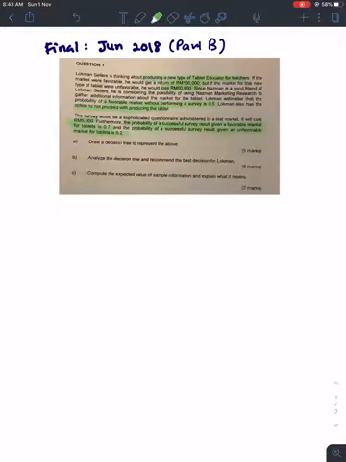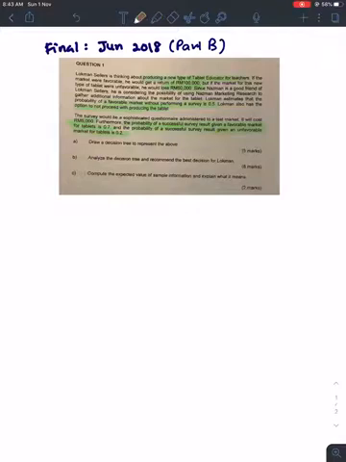Okay, A, draw a decision tree to represent the above. And then B, analyze the decision tree and recommend the best decision for Lokman. And C, compute the expected value of sample information and explain what it means.